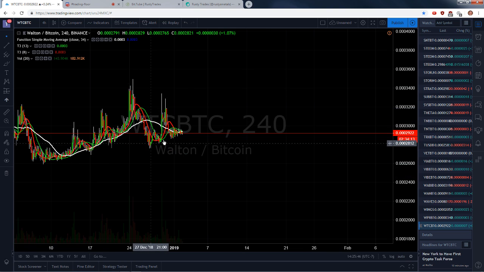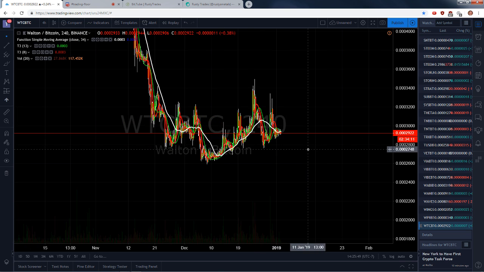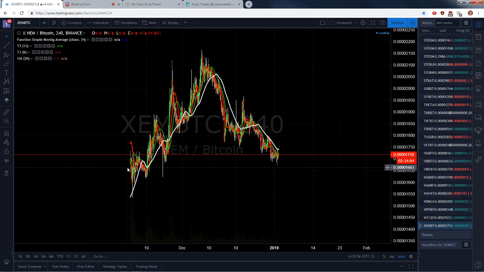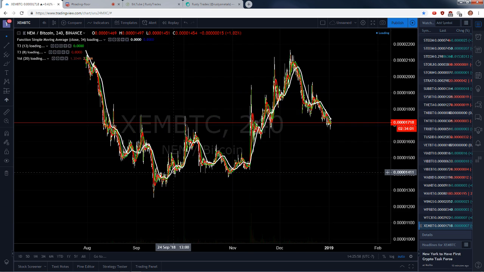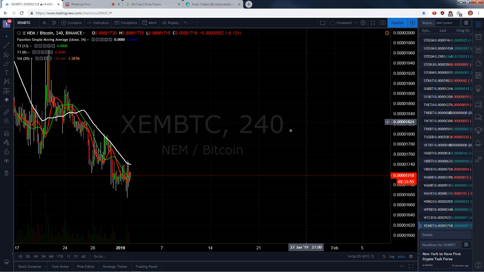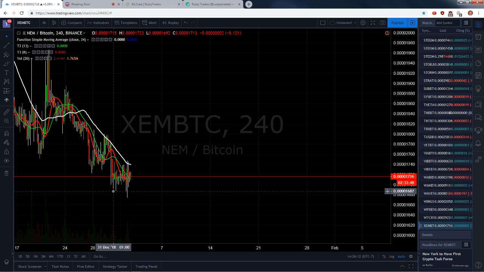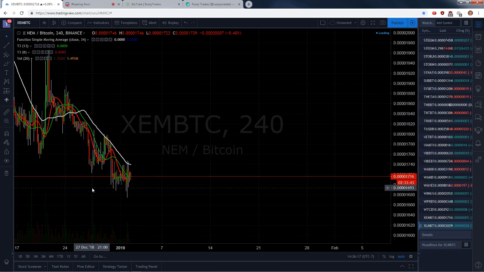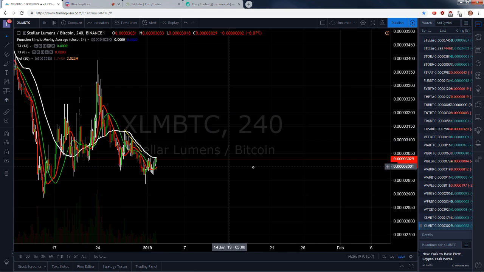Pop. Not sure yet. I got a left shoulder, head, right shoulder. I'm not sure if this right shoulder's done yet. XEM, not sure if it needs to consolidate more. But I got a left shoulder or A, B bottom, even a whipsaw. So look for consolidation and move across. A, B bottom again.